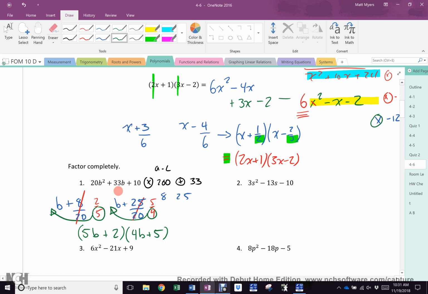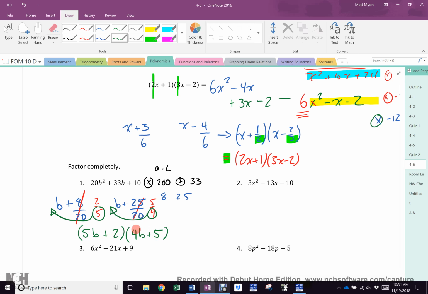So then what makes 30? 5 times 5 is 25b. 2 times 4 is 8b. 8 and 25 is 33. Is everybody good? Yes. Great. Let's look at number 2.